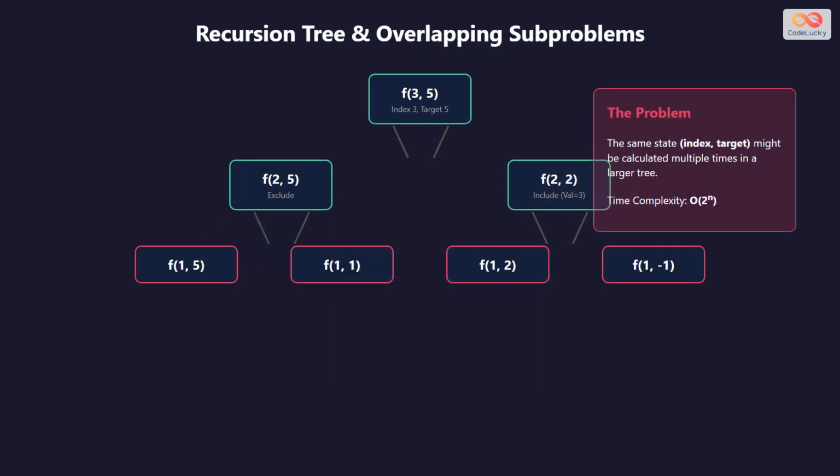However, simple recursion is inefficient. As you can see in this tree, we might end up calculating the same state multiple times. For example, reaching index 1 with a target of 5 might happen through different paths. This overlapping subproblems issue leads to an exponential time complexity of 2 to the power of n.